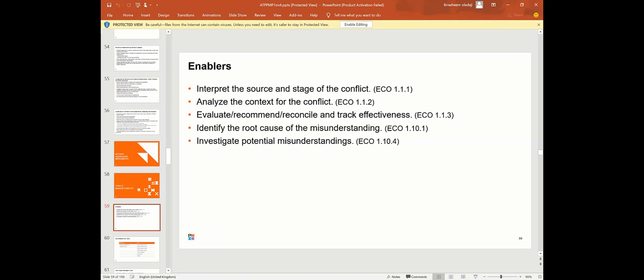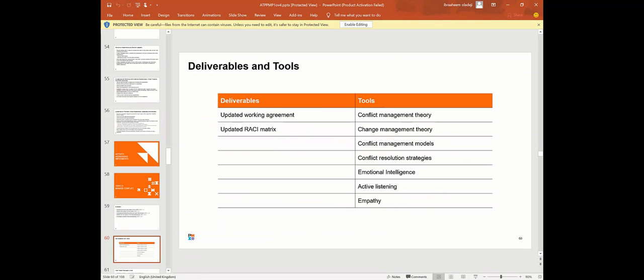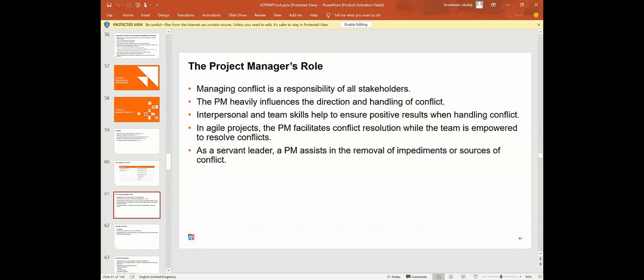All right. Thank you very much, Mr. Ayo. So here are the tools and your deliverables. You can see quite a number of interesting tools here: conflict management theory, change management theory, conflict management models, conflict resolution strategies, emotional intelligence, active listening, empathy. These are interesting areas. Let's just proceed.